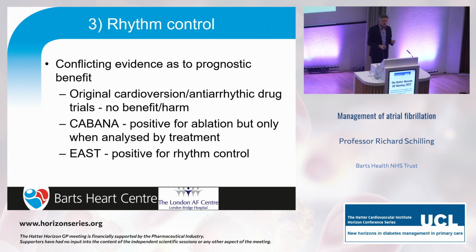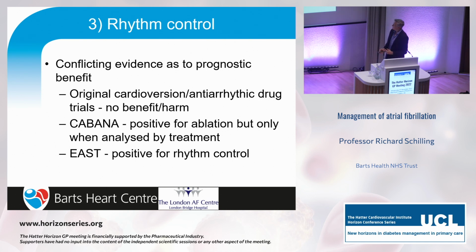Rhythm control, there is conflicting evidence as to whether this has prognostic benefit. The original cardioversion trials where they used antiarrhythmic drugs to try and hold people in normal rhythm showed either no benefit or some harm, maybe because the antiarrhythmic drugs were causing risk. There was a trial called CABANA which looked at ablation to see whether ablation had a positive impact. And they cheated because the trial was designed to look at intention to treat, and they had a lot of crossovers in the non-ablation arm into ablation, and then they analysed it by treatment, and only then was ablation beneficial. And of course, it may be that simply the patients who were most likely to benefit from ablation were the lower risk patients and were crossed over.